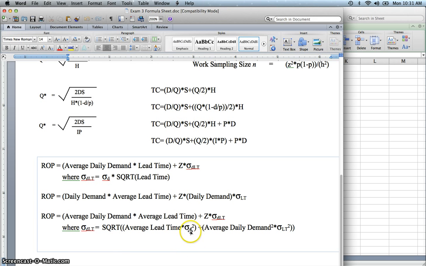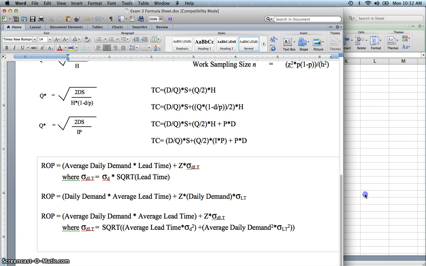So I squared the standard deviation demand, I've squared the standard deviation lead time, and I've squared the average daily demand. Now it's a matter of multiplying average lead time times demand. This part of the equation will take care of basically the first part, the average daily demand, and then this part takes care of the lead time variability. So really this formula is a combination of the two earlier ones.